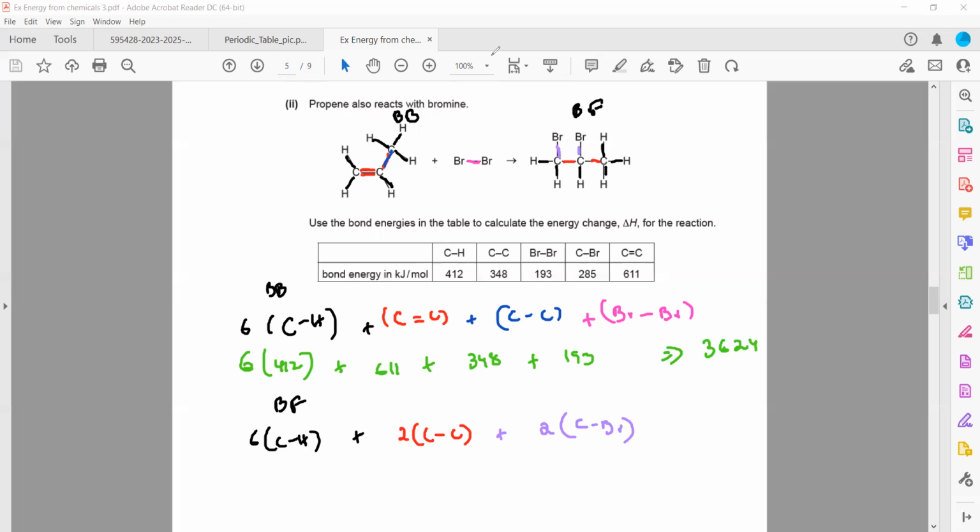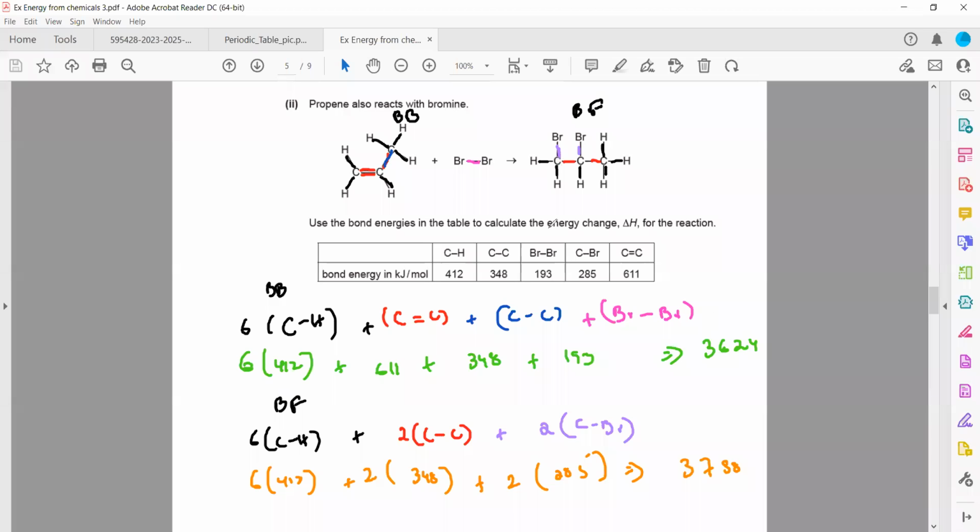Then we substitute the values. So 6 multiplied by 412, plus 2 multiplied by the carbon-carbon single bond, 348, plus 2 multiplied by C-Br, which is 285. When we sum them, this will give us the total bond forming energy, which comes out as 3788. So bond breaking energy we have, bond forming energy also we have.